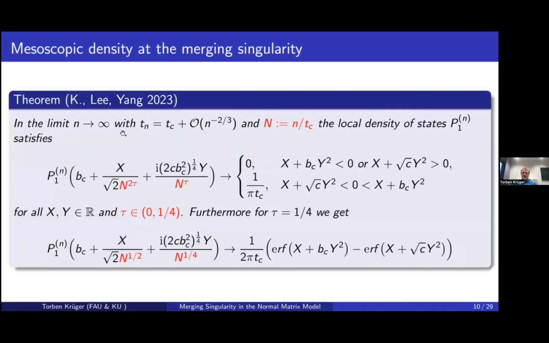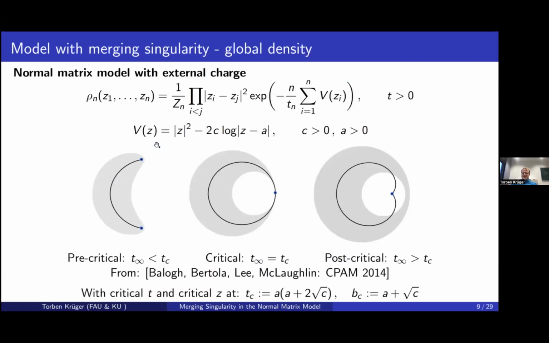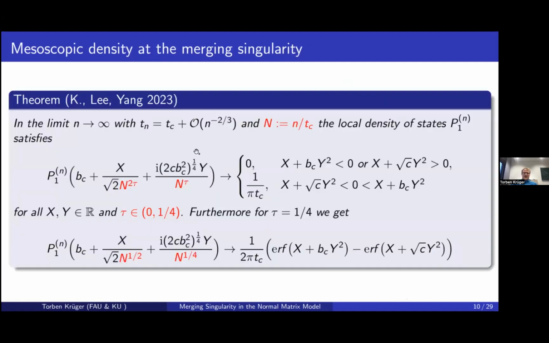So if you take a mesoscopic distance from this critical point, so you let n tend to infinity, and then you take a mesoscopic distance, so not distance 1, but something that shrinks with n. So let's say we look at 1 over n to the tau, where tau is some positive number, and we shouldn't take tau too large, because otherwise we are very close to the singularity. In this case, the critical threshold is 1/4, so you should stay a bit away from the singularity.